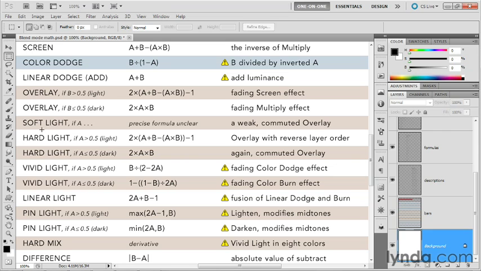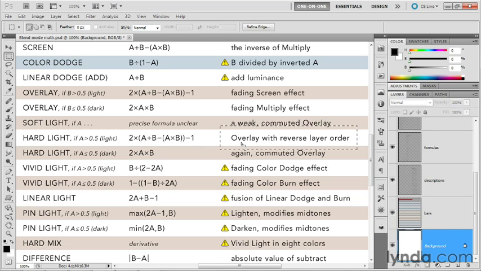All right, next we've got hard light. Notice that hard light uses exactly the same equations as overlay. So there's our brightening equation, that same variation on screen. There's the darkening equation, that same variation on multiply. The only difference is that we're concerned with the luminance of the active layer, not the layers behind it.